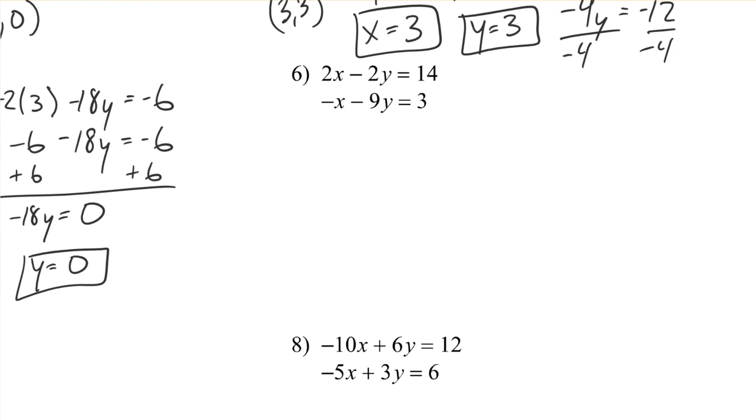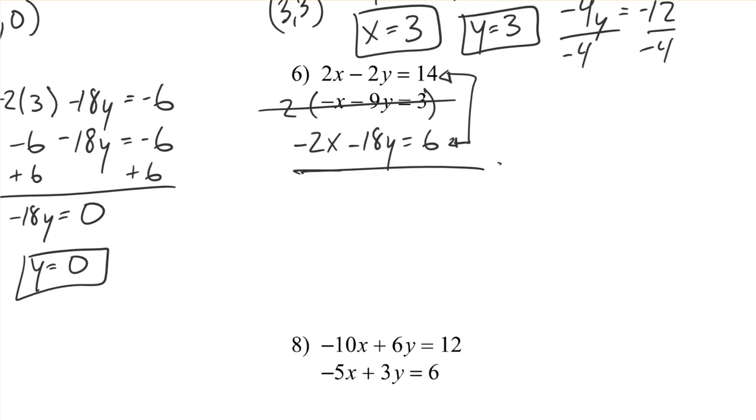Problem 6. If we multiplied this bottom equation by 2, we'd get negative 2x minus 18y equals 6. And so now we're going to add these two together. So 2x minus 2x is 0. Negative 2y minus 18y makes negative 20y. And 14 and 6 make 20. So we divide by negative 20. And so y is negative 1.